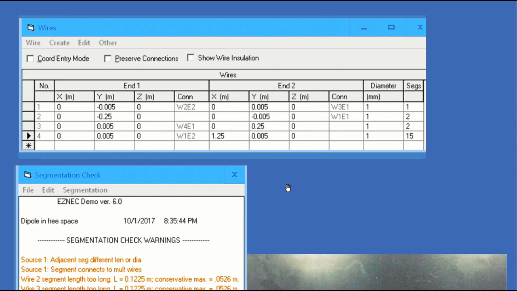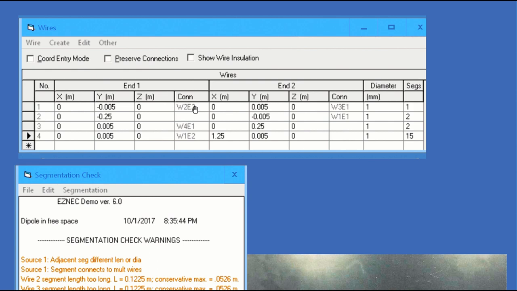Apparently there were some issues, segmentation check warnings here. But at least some of that is because I was using a previous free version of the software that didn't allow me to subdivide the thing into enough segments. To describe the antenna, I used four wires. One was a short 10 millimeter wire that went from minus 5 millimeters to 5 millimeters and had a source in the middle of it.